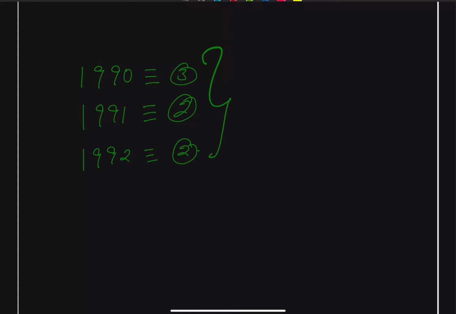Hello friends, so today we are going to solve questions from the year 1990, and there are total 3 questions from year 1990. From the year 1991 we are having 2 questions, and from the year 1992 the number of questions are also 2. Therefore, in totality there are 7 questions.